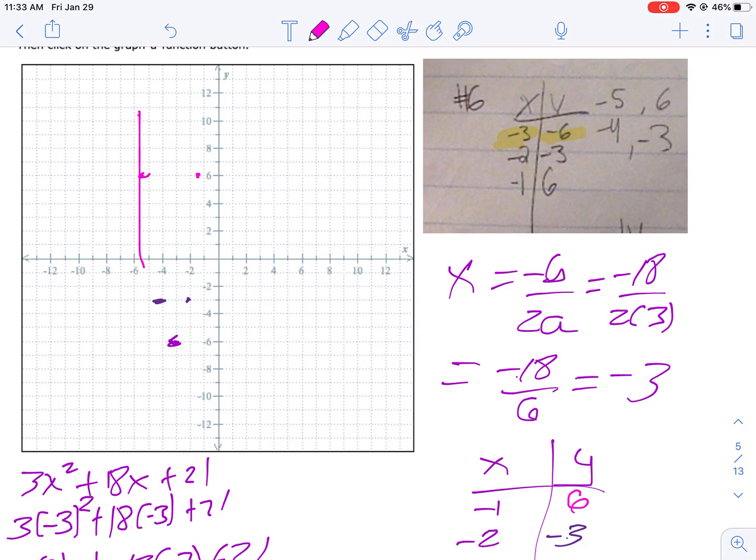Then, if you click your parabola or your graphing key, it'll put that parabola in for you, and that would have been your answer.